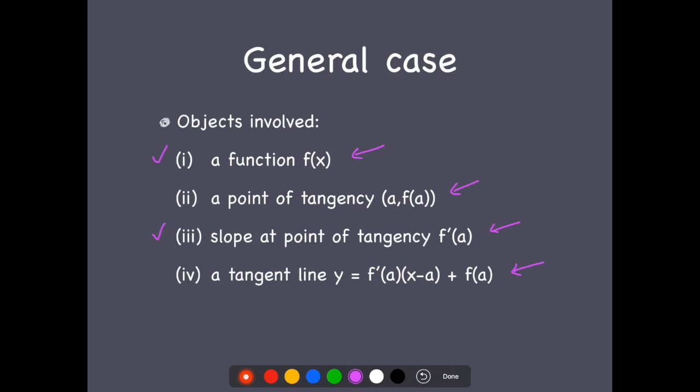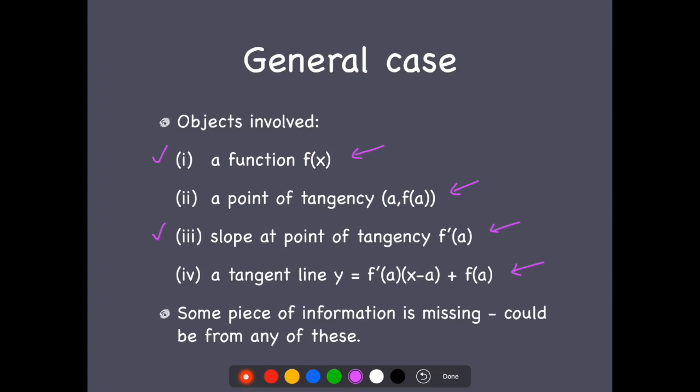It's sort of like you have to be given 2 things out of this list of 4, and you can get the rest. So if you're given the first 2, you can calculate the third and fourth. If you're given the first and the third, you can calculate the second and the fourth. And so they're all related in that way.